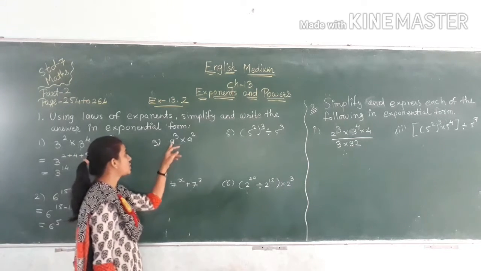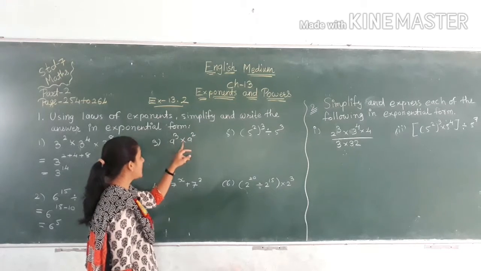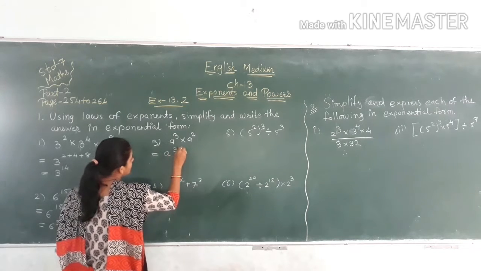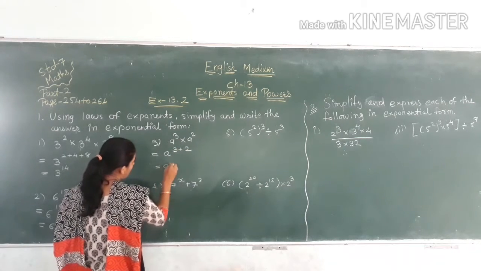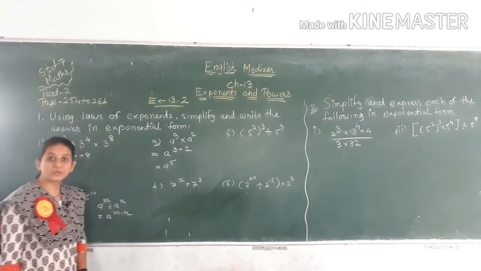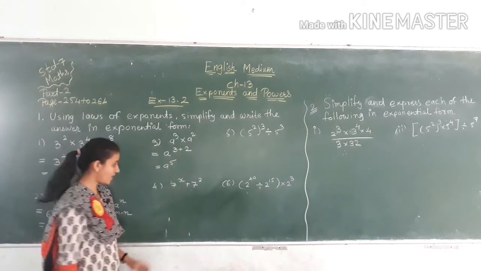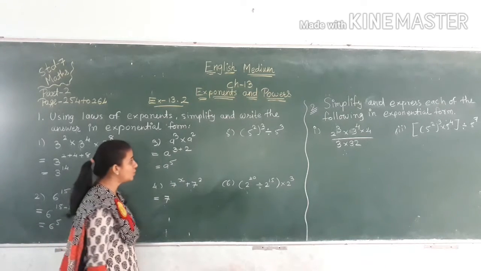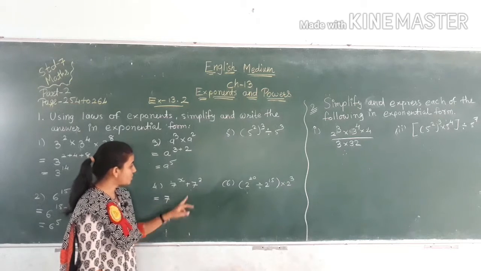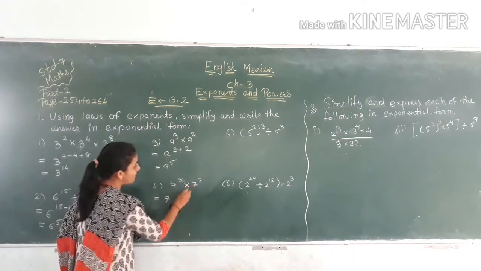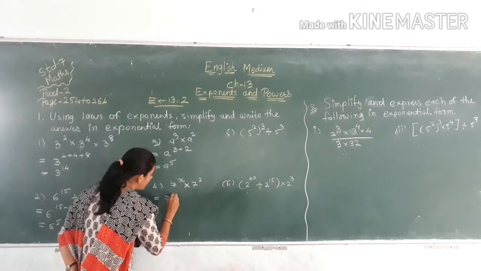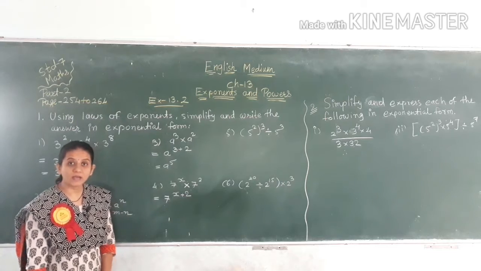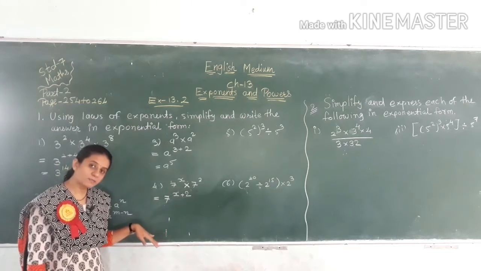Next one, a raised to power 3 and a raised to power 2. So a raised to power 3 plus 2, so a raised to power 5. Now here, 7 raised to x multiplied with 7 raised to 2 is equal to 7 raised to x plus 2. 7 raised to power of x plus 2.